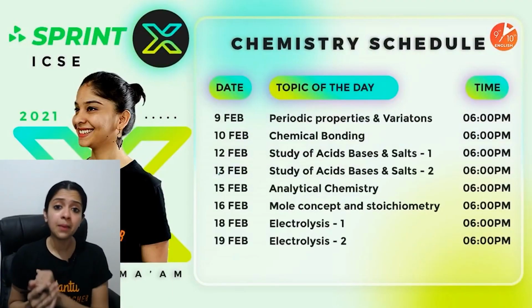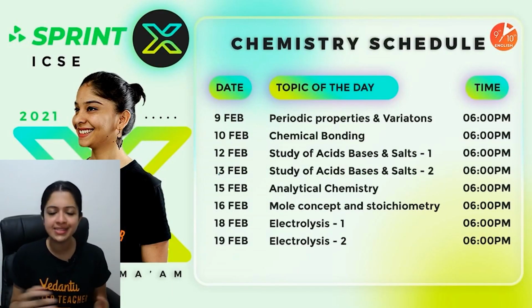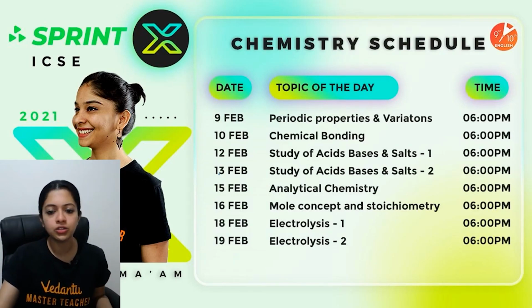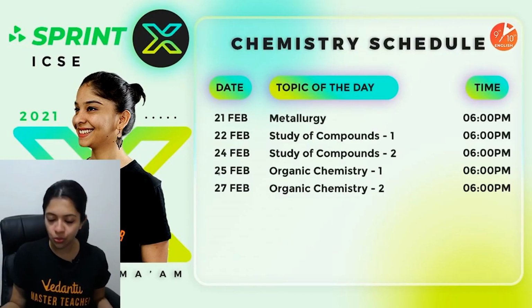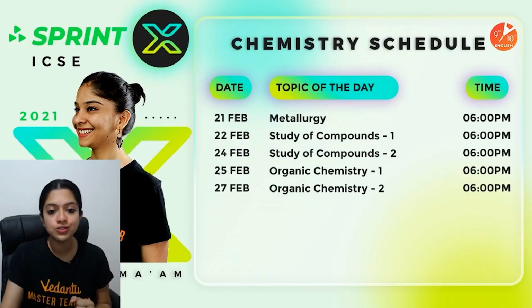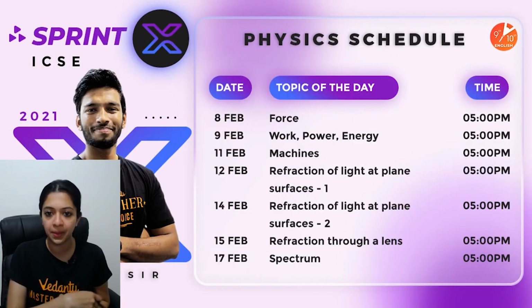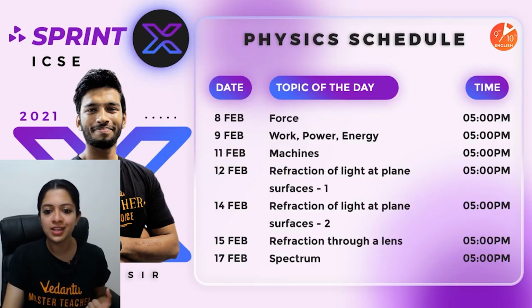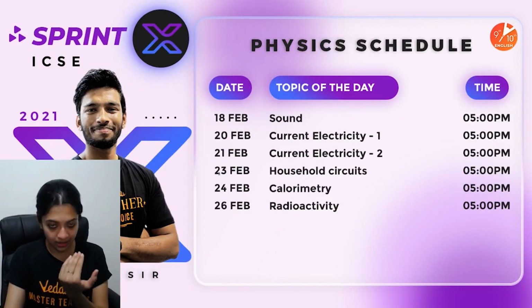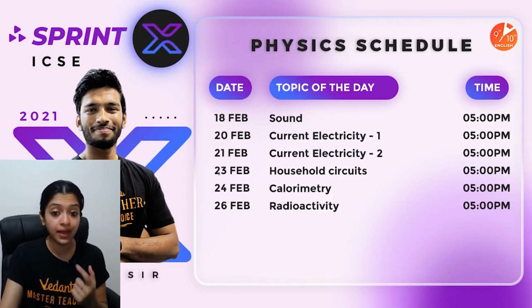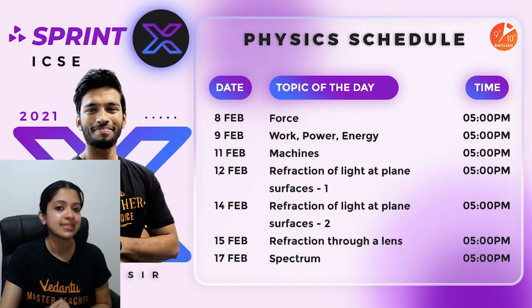Chemistry, Anubha ma'am also has an amazing schedule for you, and ma'am has also already started off. Some of your topics are already done, and ma'am will continue to be doing sessions with you at 6 p.m. on these dates. So ma'am is also going to be finishing on the 27th of Feb. Then this is your physics schedule by Anup sir, and Anup sir has also already started off, and sir will be ending your syllabus on the 26th of Feb, as you can see, 5 p.m. I think every day it's at 5 p.m.